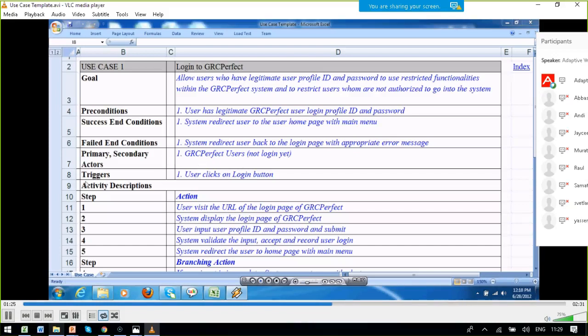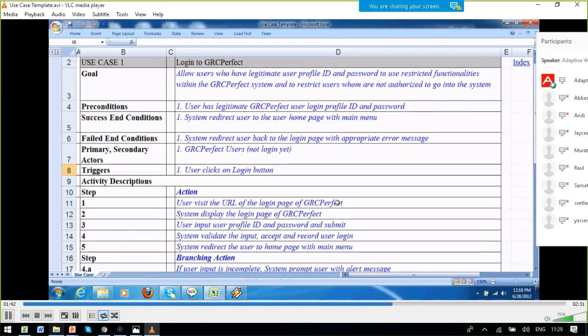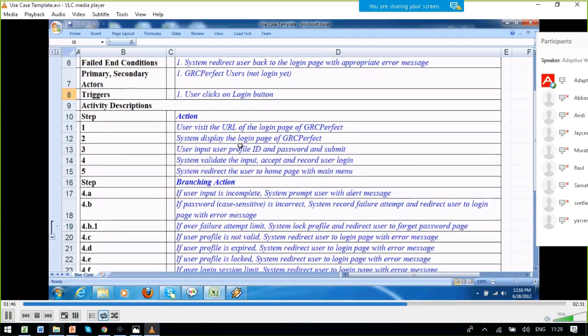Trigger indicates how the use case gets activated. For example, this use case gets activated when the user clicks on the login button. The activity description provides steps of the processing. For example, here the user visits the URL for the login page. After that, the user inputs profile and password and clicks on the submit button. Then the system validates the inputs and accepts or rejects the login.